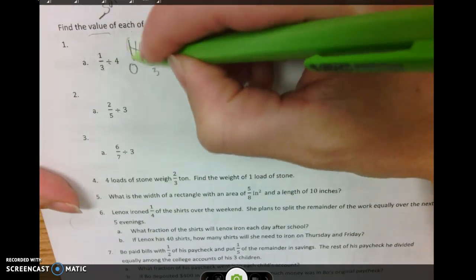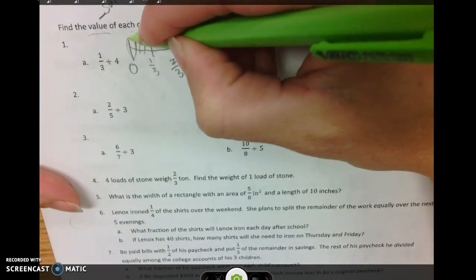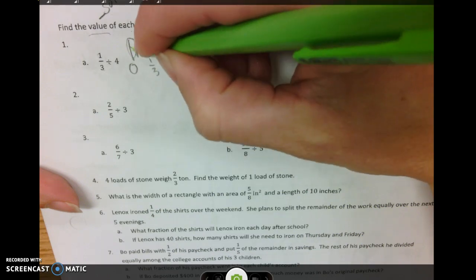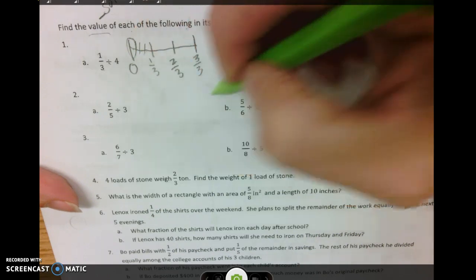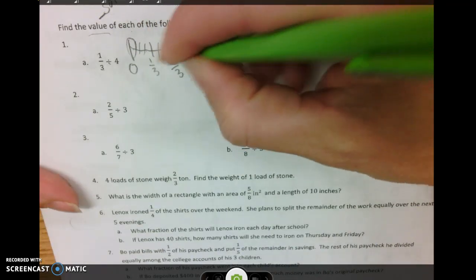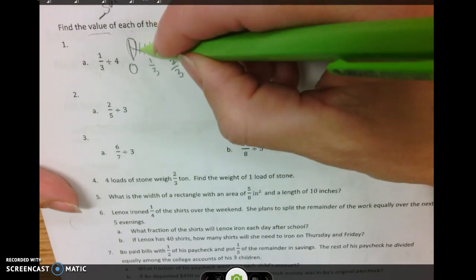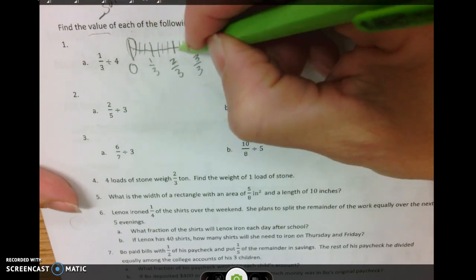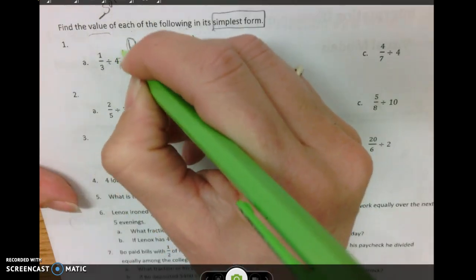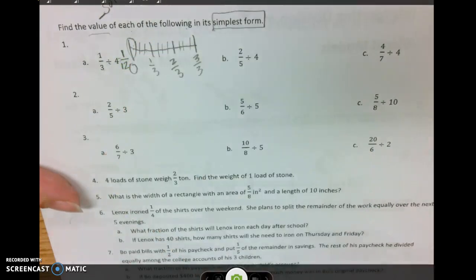And so I need to know what size this is. So if I'm thinking I have 4 pieces, 1, 2, 3, 4 down here, I would break all of these into fourths. So that means I have 4, 8, 12 pieces. So that means my answer is 1/12, 1 out of 12 pieces.